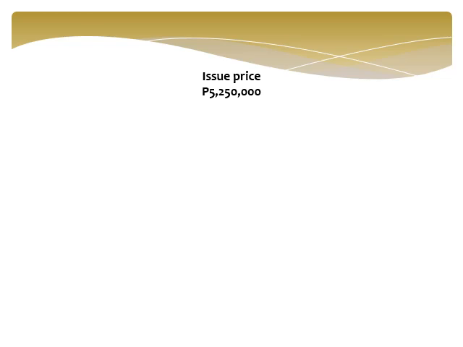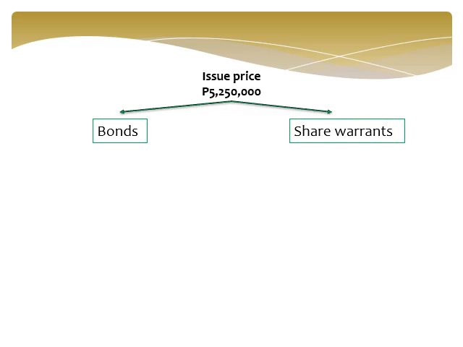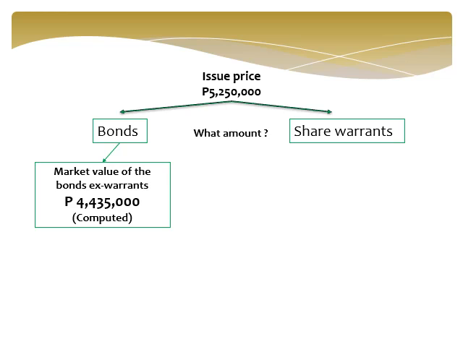So, 5 million times 105%, 5,250,000. Ngayon, inallocate natin siya sa bonds tsaka sa share warrants. Yung sa bonds, yung kinompute natin kanina, ano yung kinompute natin? 4,435,000, yung computed. Ngayon, pag given yan, edi yung given, pero pag hindi given, compute natin. So, the total present value, 4,435,000. Yung amount naman na naka-allocate kay share warrant should be the residual amount.